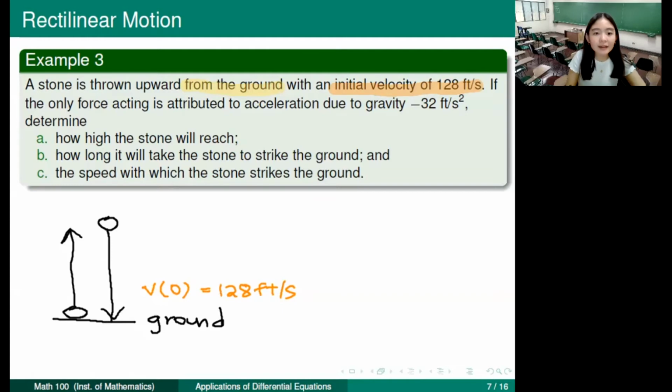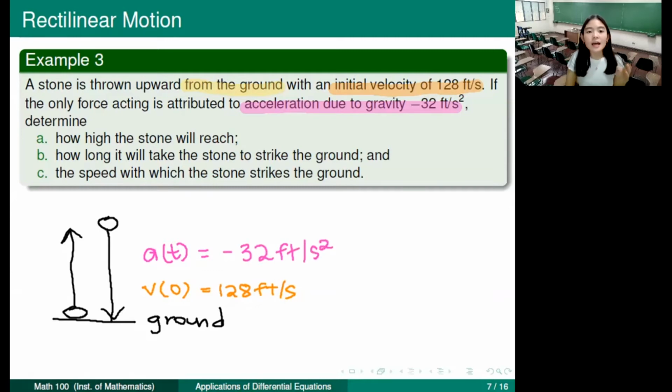Sinabi rin dito na the only force acting on our stone, okay, is attributed to acceleration due to gravity. And binigay rin yung constant na value ng acceleration due to gravity natin, which is negative 32 feet per second squared. So again, using the usual notation for our acceleration, a of t natin is negative 32 feet per second squared. Constant lamang siya so that it's always negative 32 whatever our time t is.